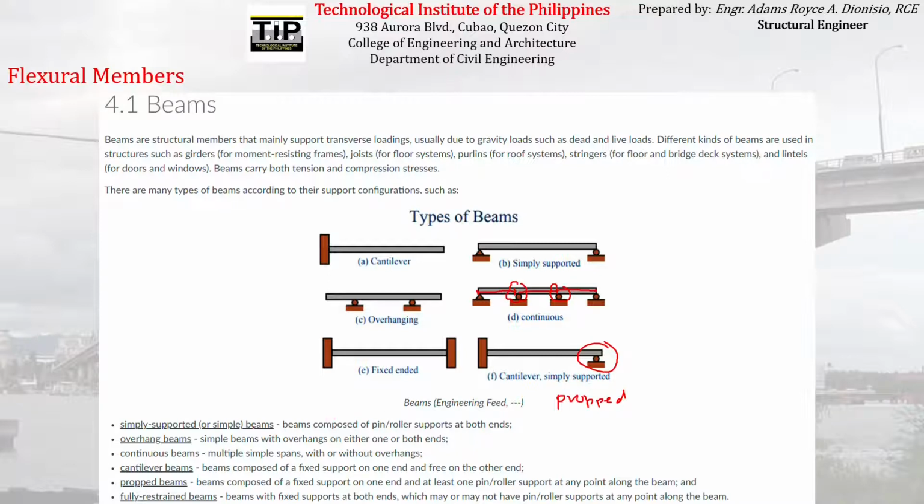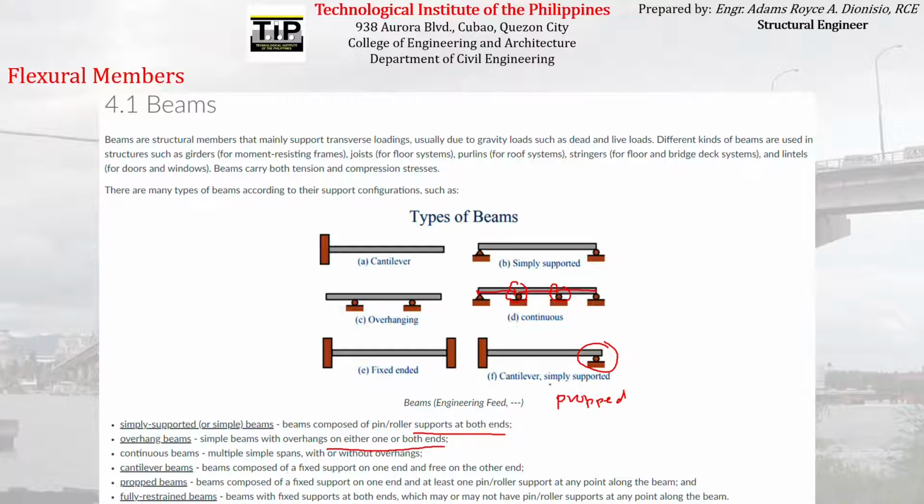Okay? So ito yung formal definitions nila ng mga binanggit ko. When we say simply supported or simple beams, pin or roller supports lang on both ends. Overhang, simple beams lang with overhangs on either one or both ends. Same lang sa binanggit ko kanina. Continuous beams, multiple simple spans with or without overhangs. Cantilever beams, beams composed of a fixed support on one end and free on the other end.